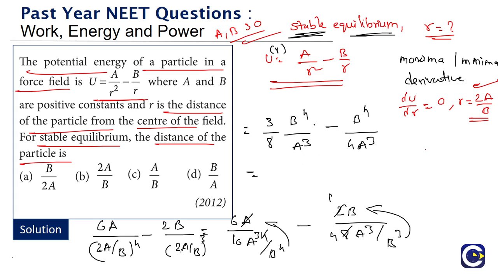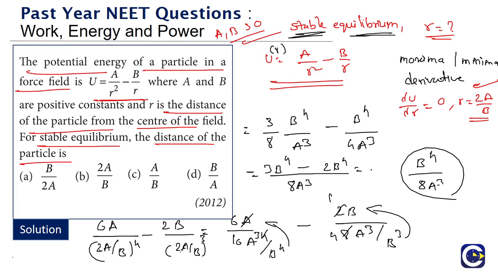If we take an LCM of it, it will be 8a cube. This is 3b power 4 minus 2b power 4. That will be b power 4 by 8a cube. And anyway, what they are saying is a and b are positive constants, which means this entire expression is going to be positive. Remember, if the second derivative is positive, here we are getting the second derivative as what?